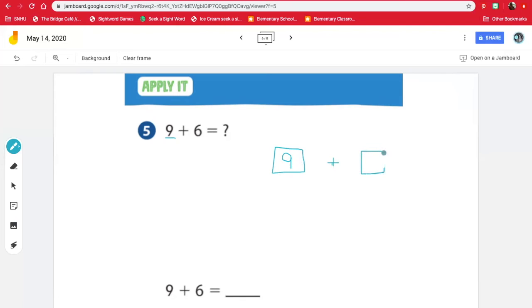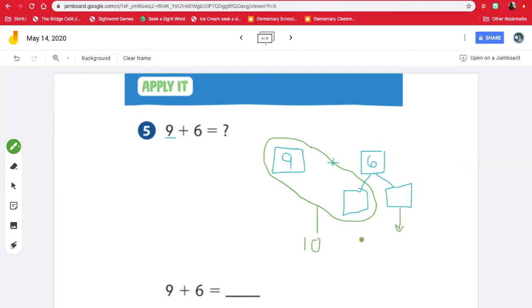then we need to make a number bond. And 6 goes in the second box. Now I'm going to take another marker and draw the circle around to remind myself that this number needs to equal 10. And eventually we'll bring this number down to add them together.